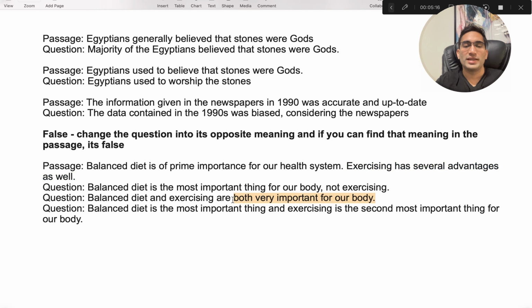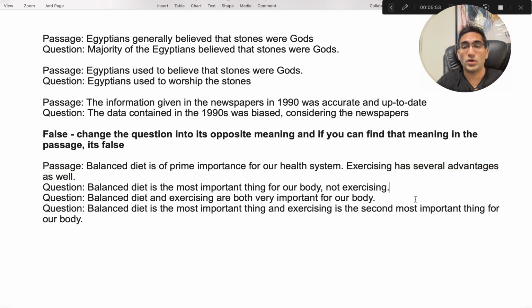Now, the next question says again, balanced diet and exercising are both very important. So here it talks about exercising being important. Now, in the last question, it says balanced diet is the most important thing. Once again, that agrees with the passage. Then it says, and exercising is the second most important thing for our body. So here it said exercising is not important, here it said it is important, and here it says exercising is the second most important. The passage said exercising has several advantages. Now, is it false? So guys, it's not given.